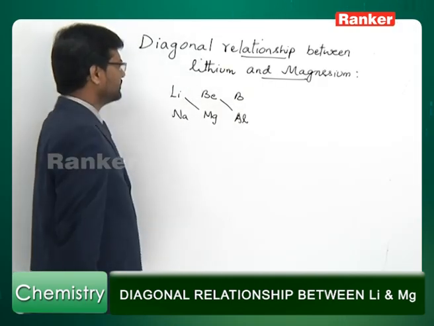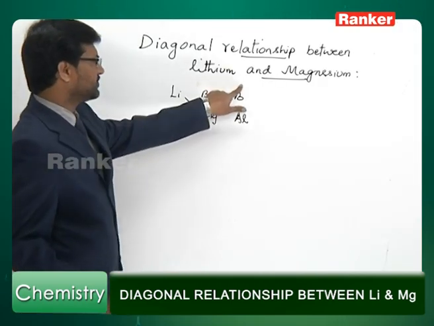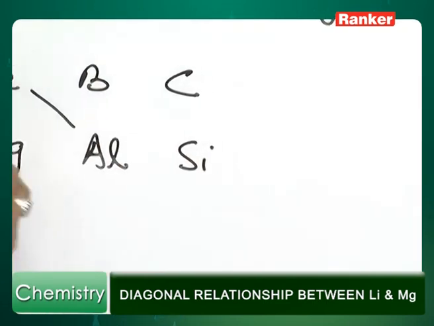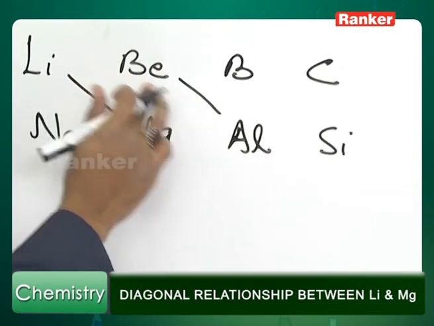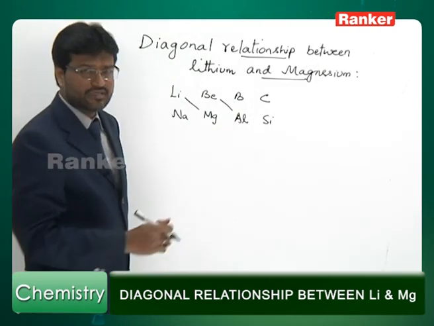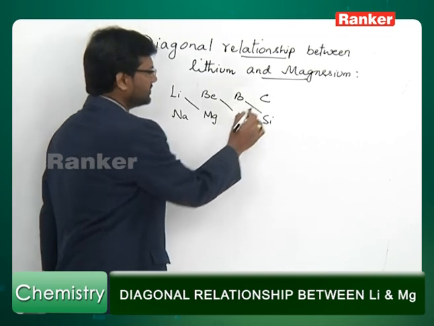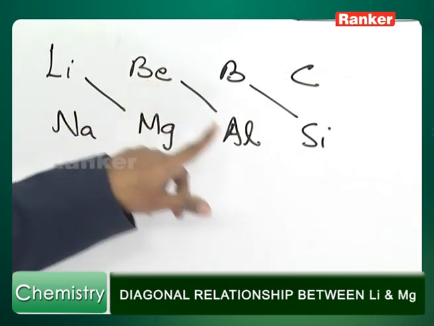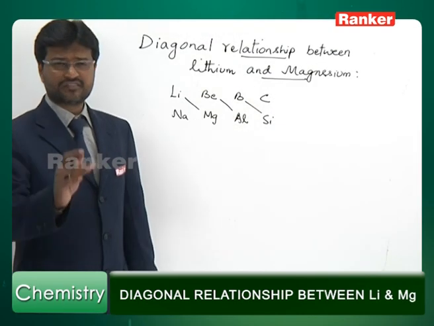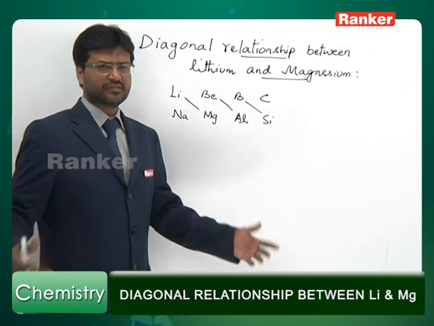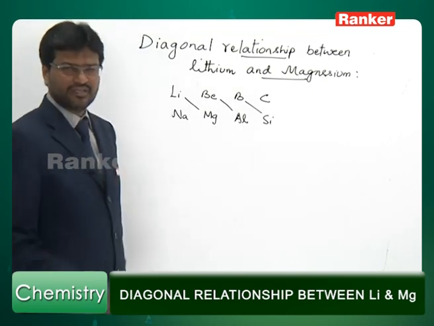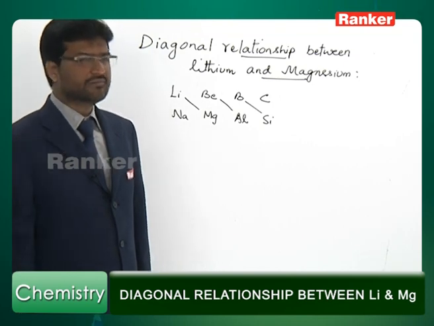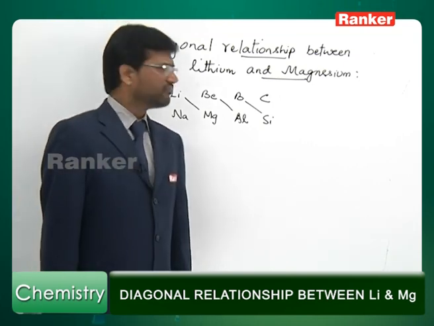Beryllium of second group, this is 1A group, this is 2A group, this is 3A, you have 4A group, carbon, silicon. These two elements, beryllium and aluminum, they resemble diagonally, and then boron and silicon. So there are three diagonal pairs: lithium magnesium, beryllium aluminum, and boron silicon. These three diagonal pairs are present in the periodic table, only three diagonal pairs. Lithium resembles magnesium diagonally, beryllium resembles aluminum, boron resembles silicon of fourth group.